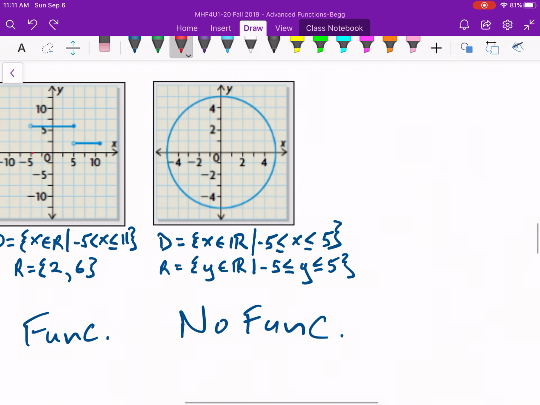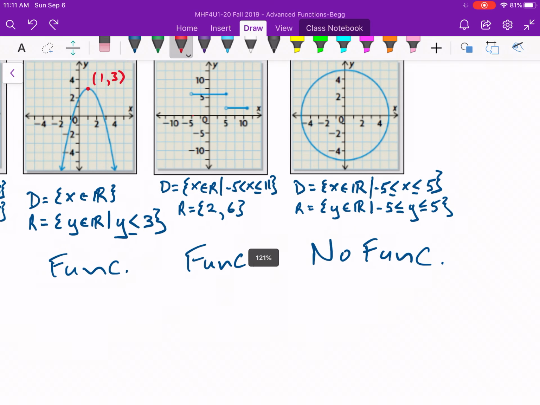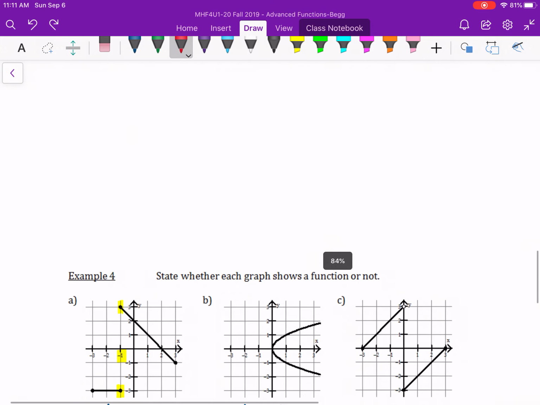The last one's a circle. The domain goes from -5 to +5, and it includes those values. The range goes from -5 to +5, and it includes those values, so we have the or equal to in each case. And it's not a function because it clearly fails the vertical line test.